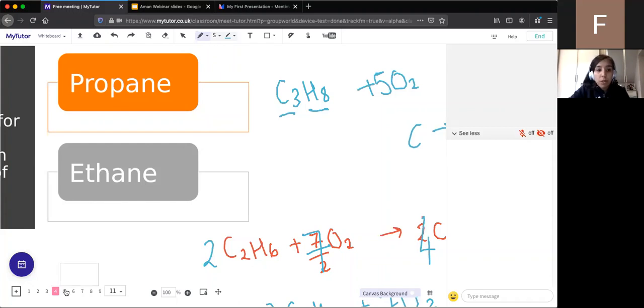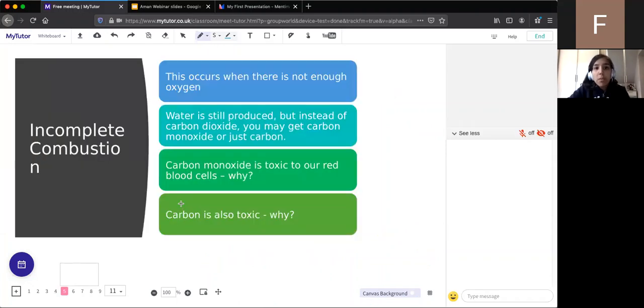Okay, so let's go on to incomplete then. So incomplete combustion happens when there's not enough oxygen. So we talked about complete combustion. When there's lots of oxygen, we produce carbon dioxide and water. And the key thing is that water is still produced when we do incomplete combustion, but there are 2 other products that may be produced. You will get one or the other. And the other 2 are carbon monoxide or just carbon.